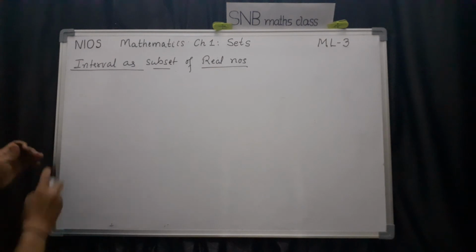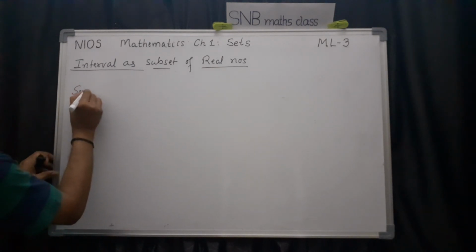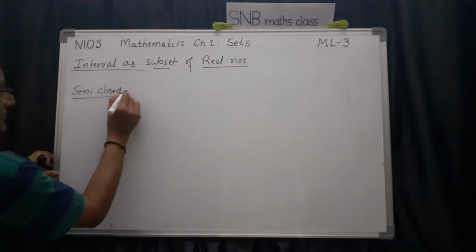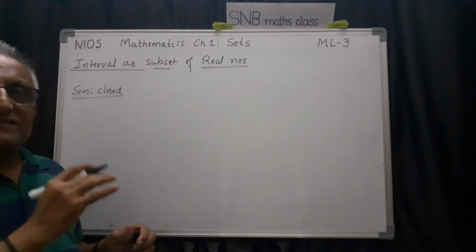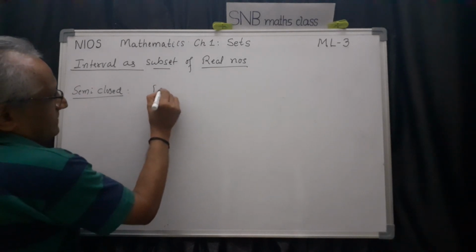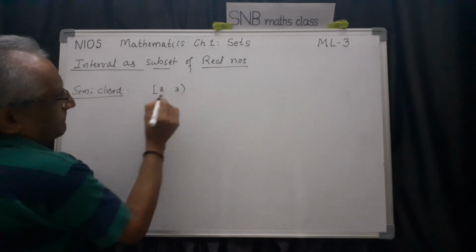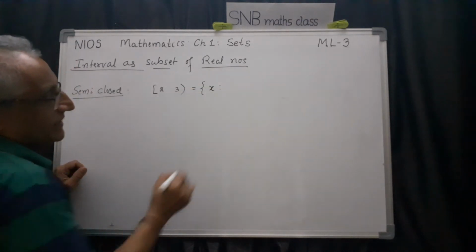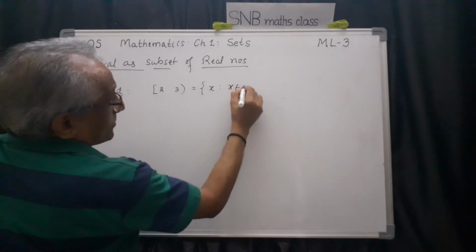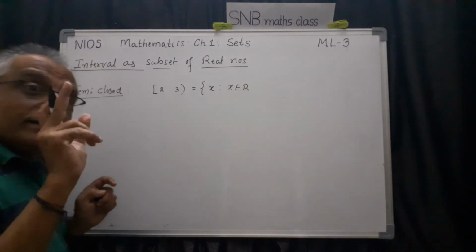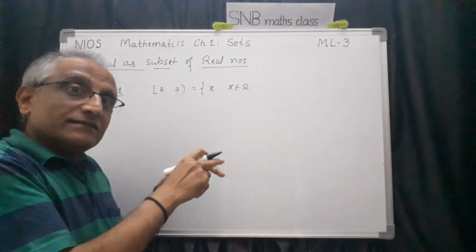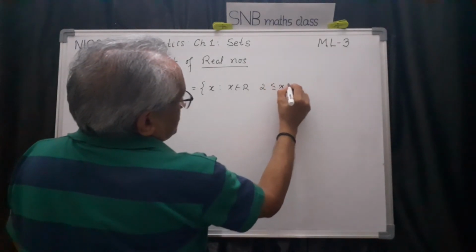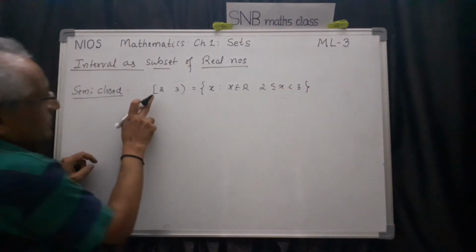What is the meaning? Semi-closed. Semi-closed also means semi-open: one side closed, one side open. For example, one is like this: 2, then 3. In set form I have to write x such that x belongs to R. This is very important because all the real numbers should be taken, both rational as well as irrational. Then you have to write 2 less than x less than 3, because here 2 is included.